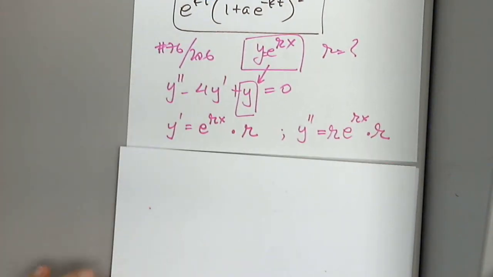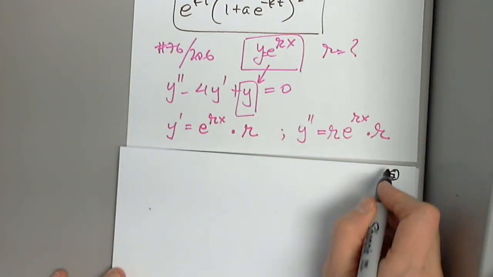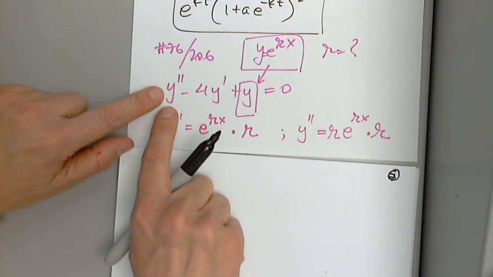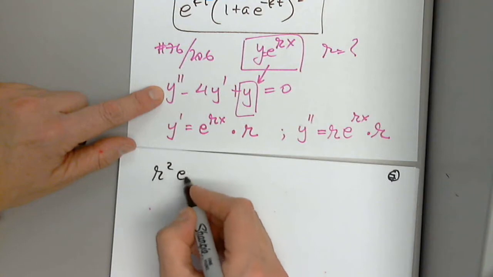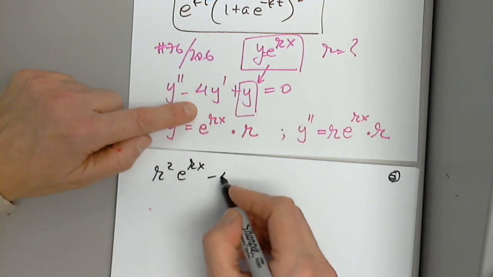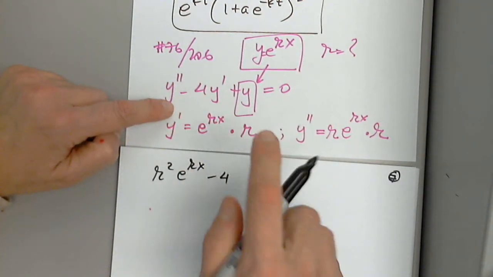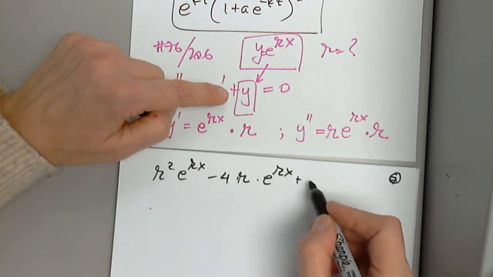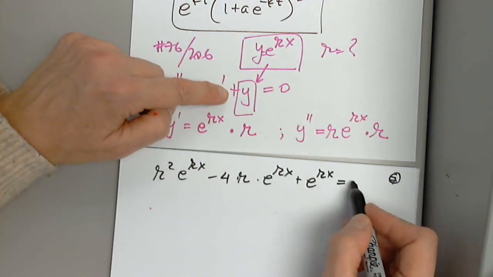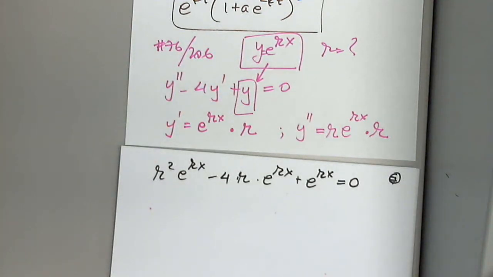So, can anyone dictate the first step? What do I replace y double prime by? R squared e to Rx minus 4 times R times e to Rx plus e to Rx equals 0. Do we agree with this?